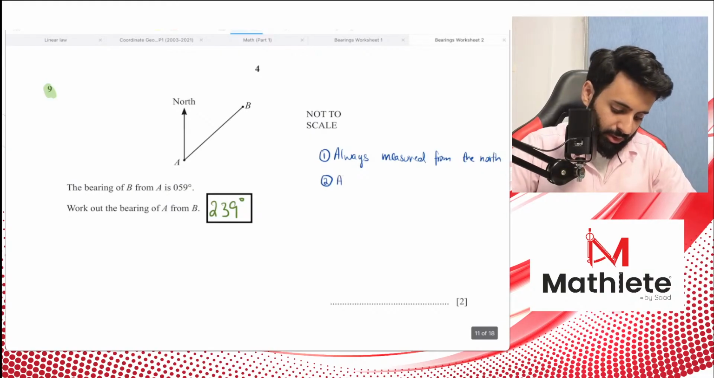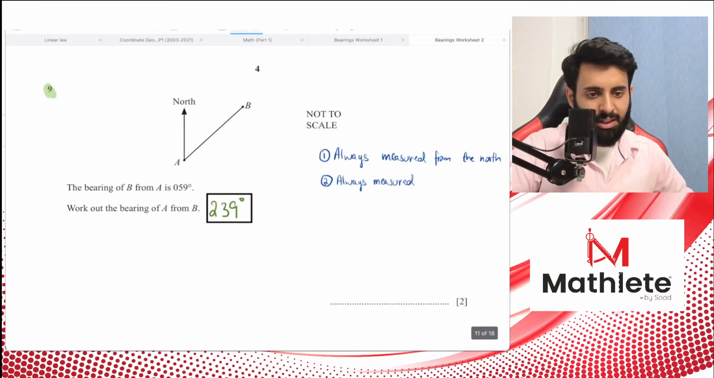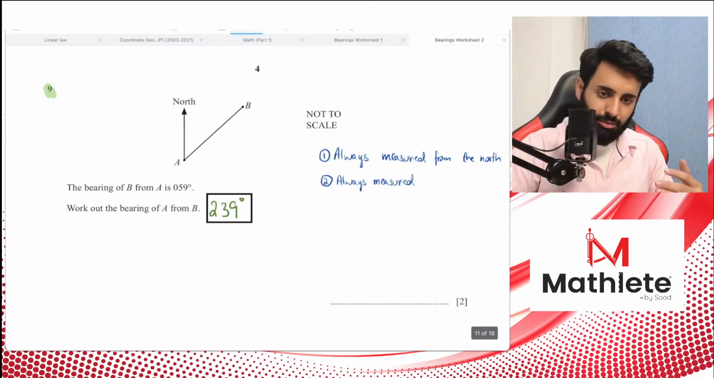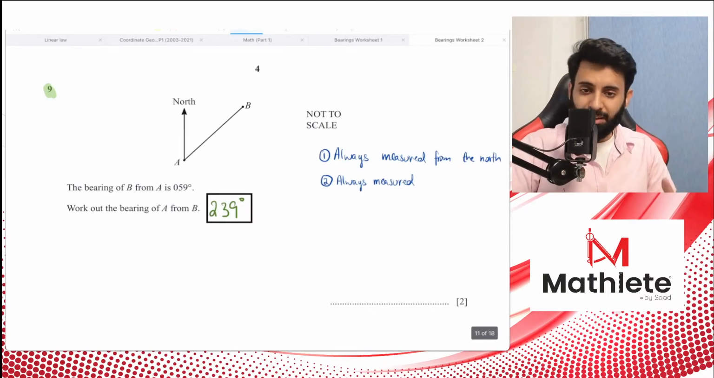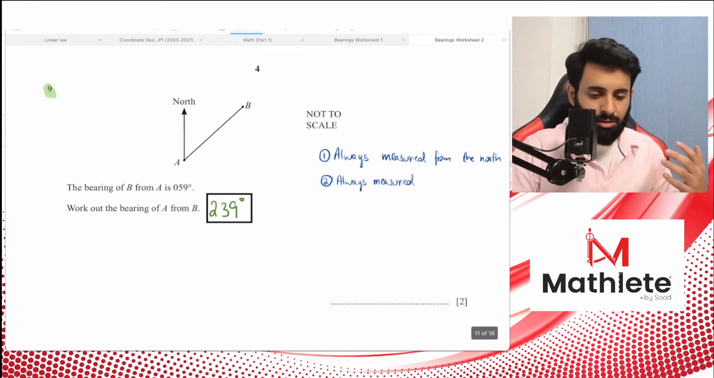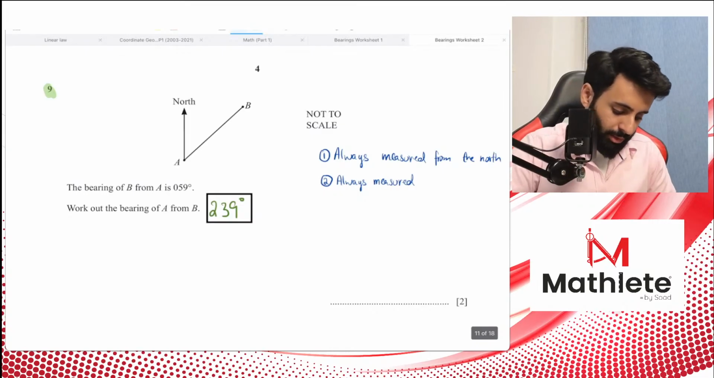Number 2 is that it's always measured in a clockwise direction. This is particularly important, especially for AdMath students, because in AdMath we're used to finding the angles in an anti-clockwise direction, and here all of a sudden we have to do it in a clockwise direction. So if you've done AdMath, just be particularly careful about the second point. Always measured in a clockwise direction.